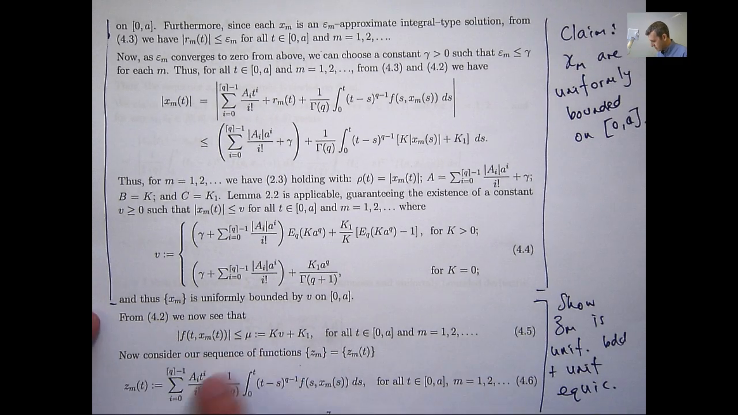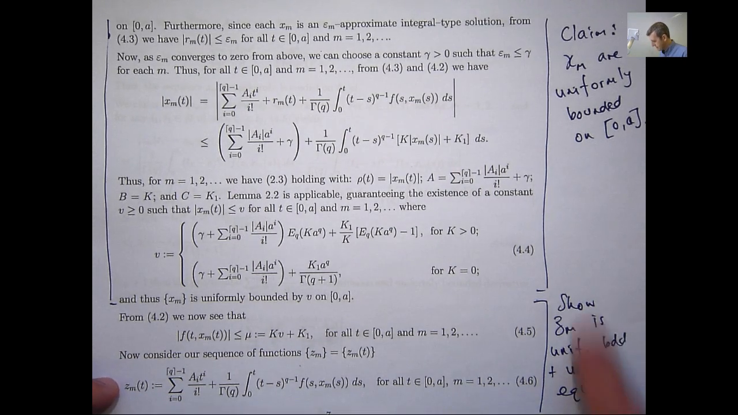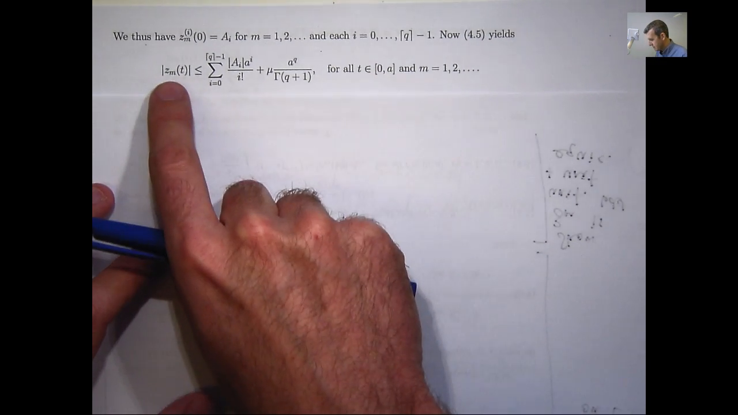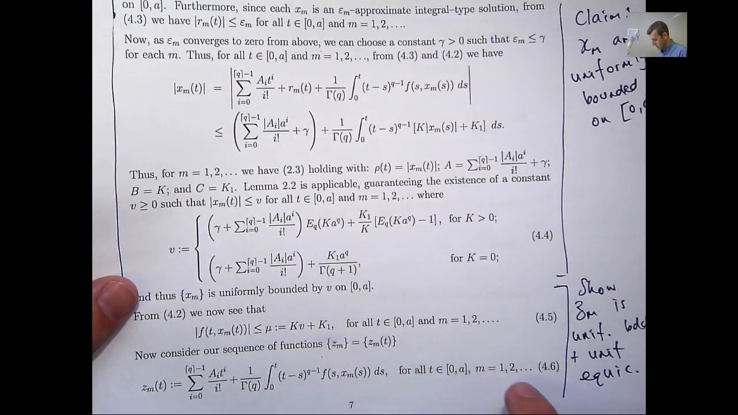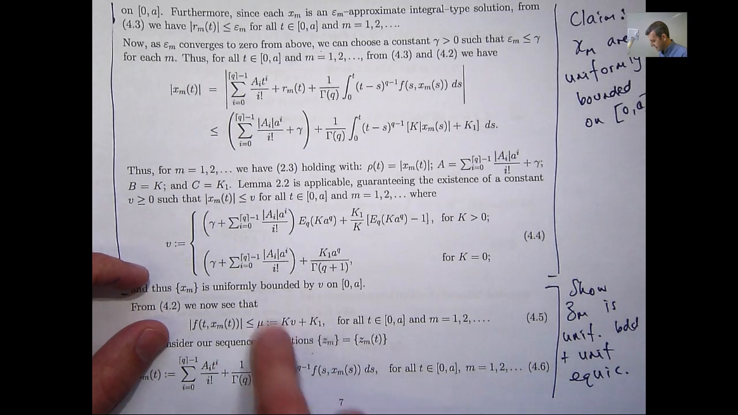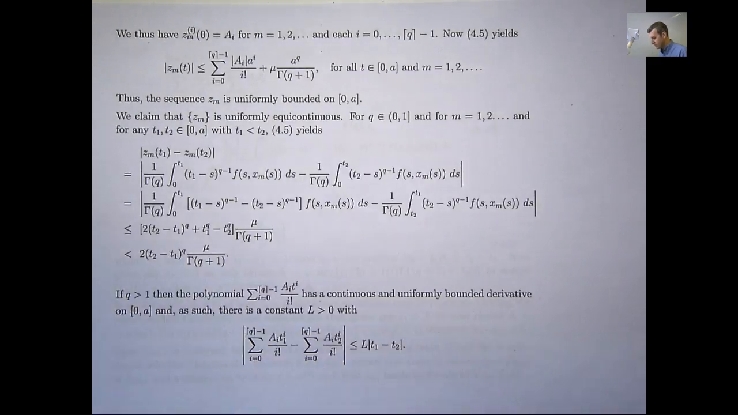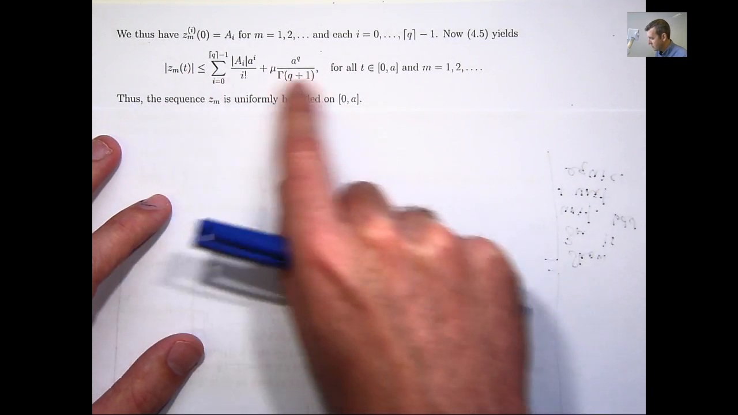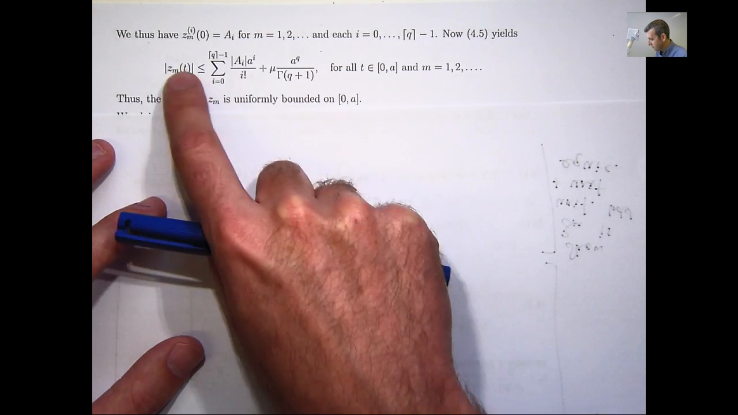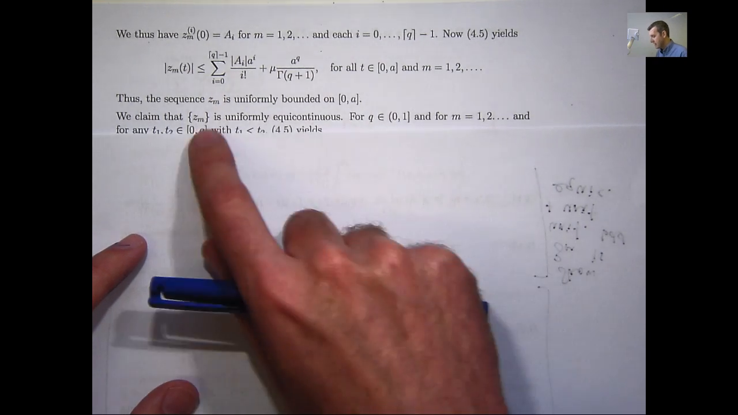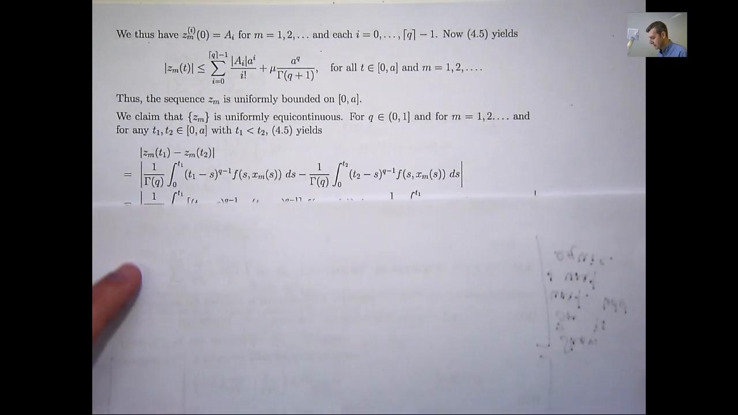Okay, so let's move to our sequence of functions Z sub m and look at this. Well, you can just take absolute values here and move those in and bound this up and use this to form the following inequality. Okay, so yes, there is a uniform bound on this sequence Z sub m, and the next step is to claim that the Z sub m is uniformly equicontinuous.